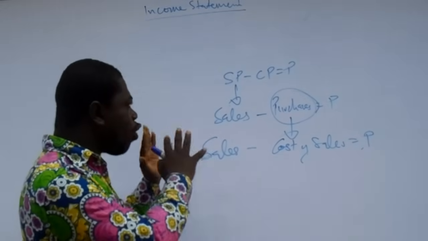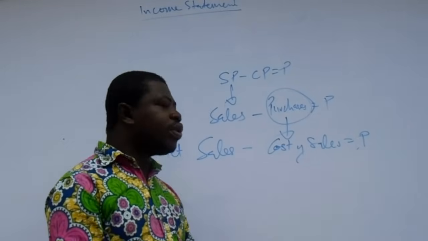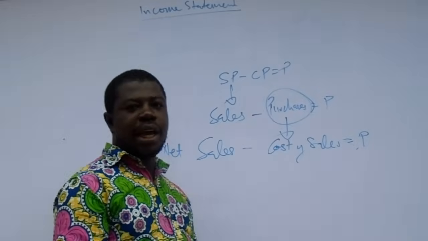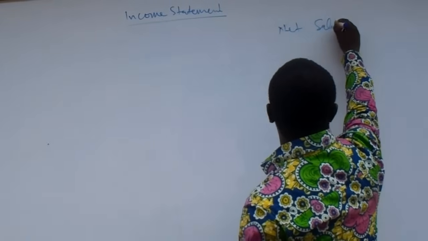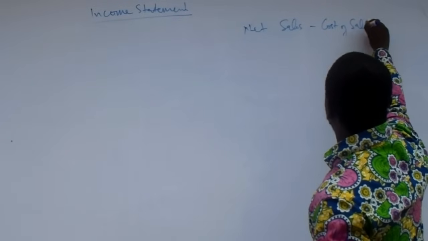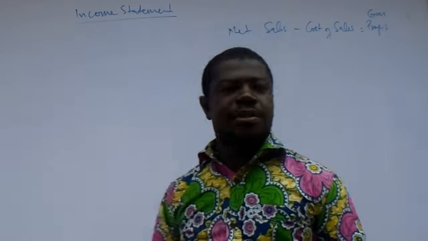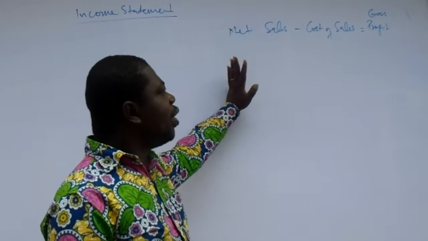And so we are going to look at the components of each of these, net sales and cost of sales. What goes into the cost of sales and what goes into the net sales before we determine our profit. Okay, so like I said, our net sales minus cost of sales equals our profit, or our gross profit. Alright, so this is basically what we need as an equation.